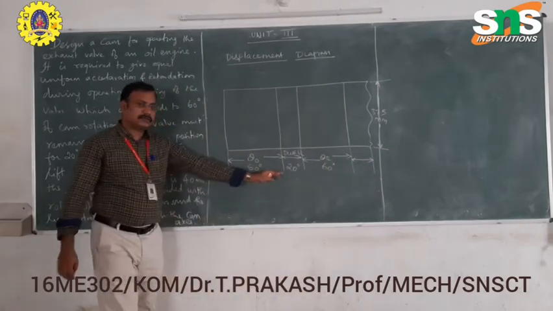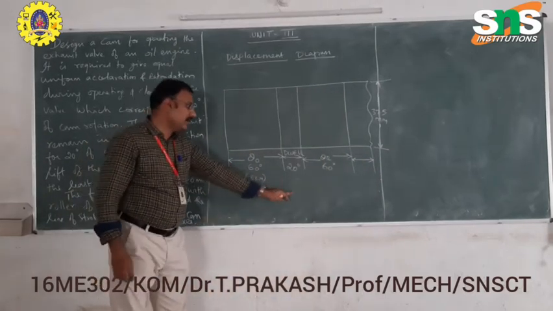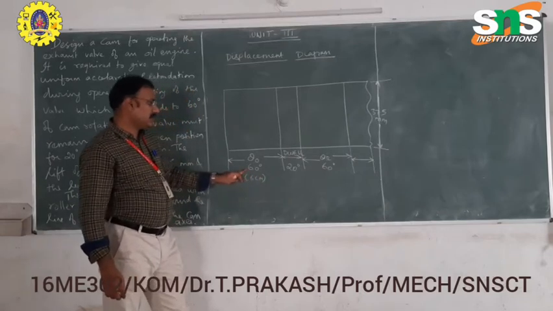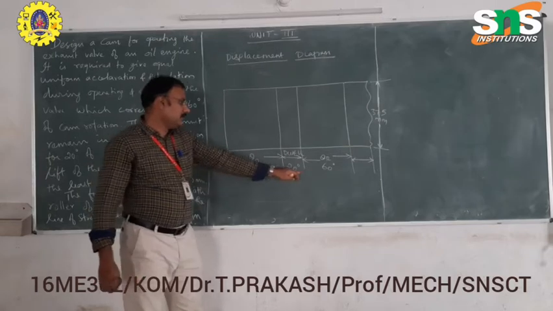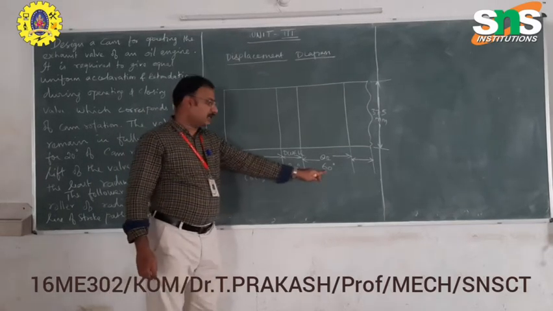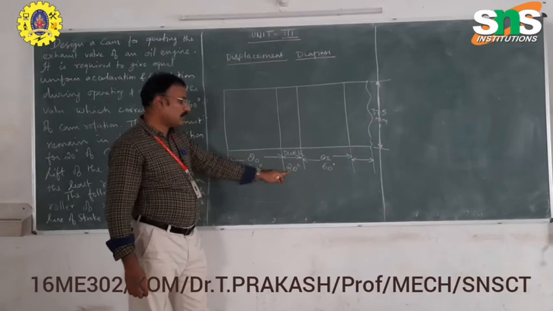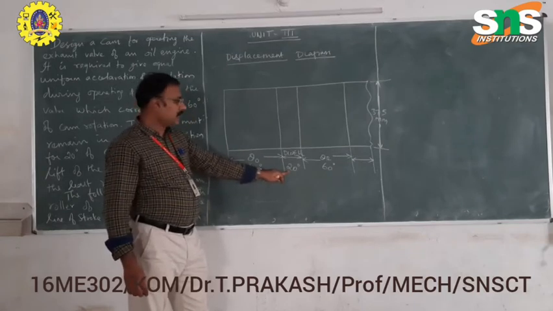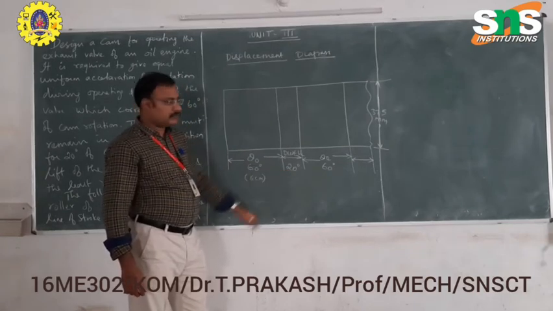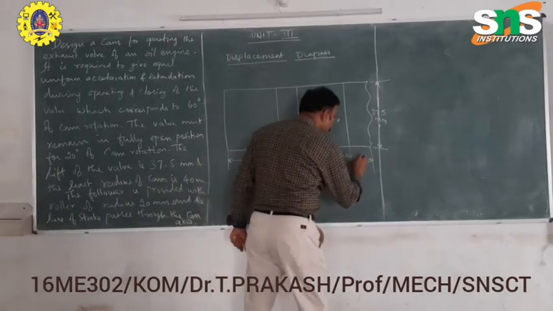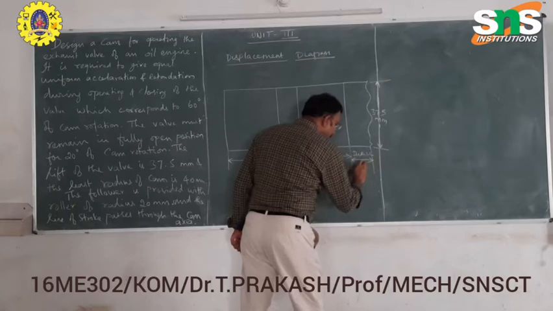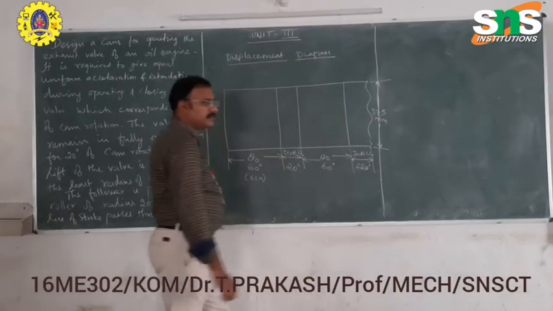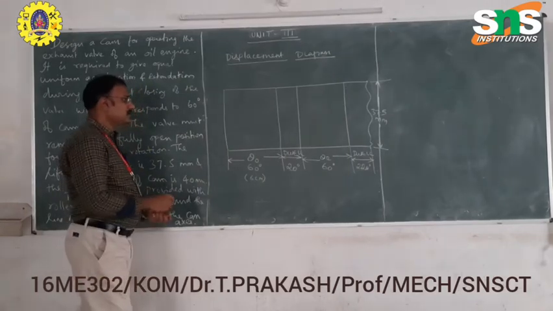The total angle is 360 degrees. Here 60 degrees, here 20 degrees, then here another 60 degrees. 60 plus 60 is 120, plus 20 is 140. 360 minus 140, you will get 220 degrees. The remaining dwell period will be 220, just for our reference. Total angle is 360.